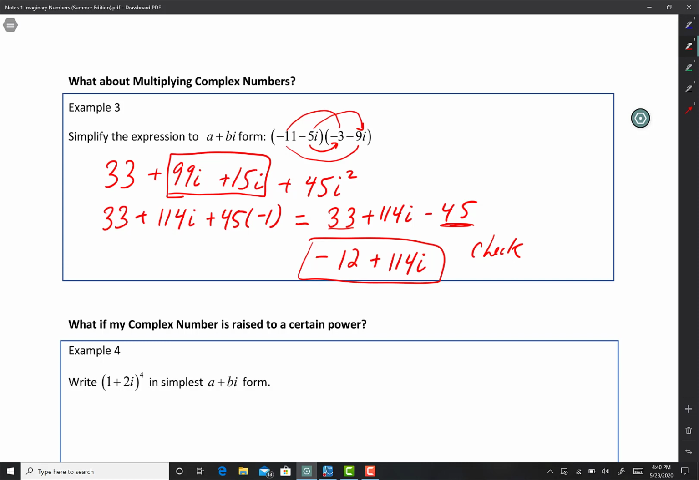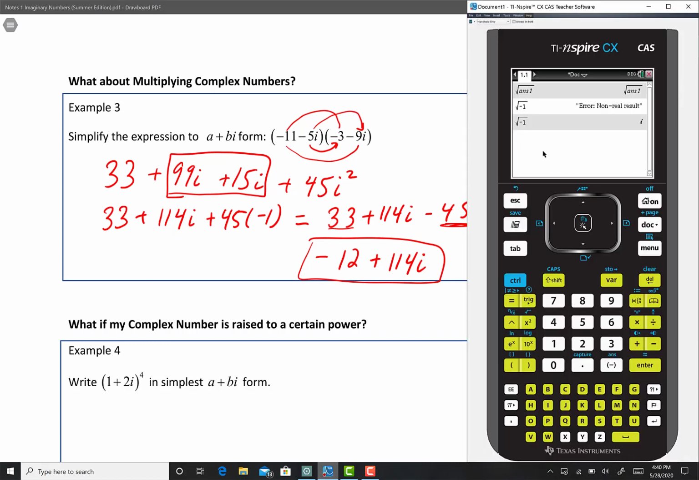So here's how you do it in the calculator, guys. I'm going to take out the calculator here, and I already have it in rectangular mode because I did that earlier. You guys saw when I did that. So I'm going to write negative 11 minus 5i, so minus 5, little caret there, little pi there. And then open another parenthesis, and I'm going to write negative 3 minus 9i. I push enter, and there it is, negative 12 plus 114i.